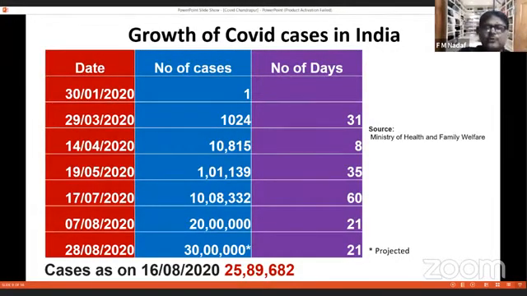Today, we have 25,89,682 cases. So that again shows that maybe we will be able to reach 30 lakh prior to 28th of August. So this is the present scenario.